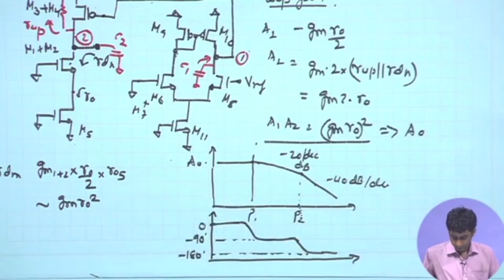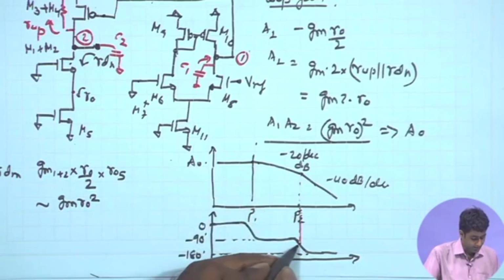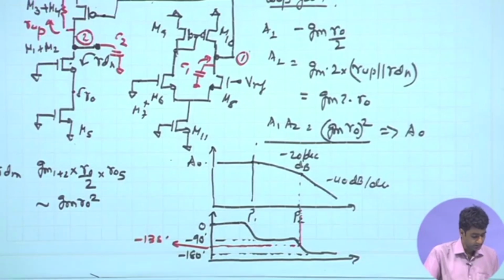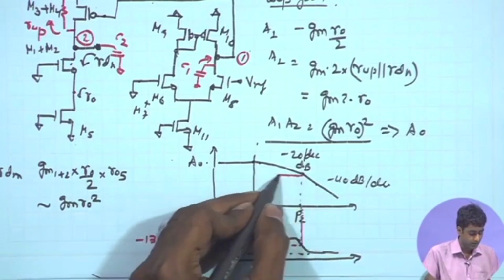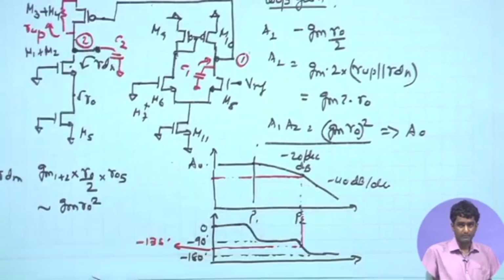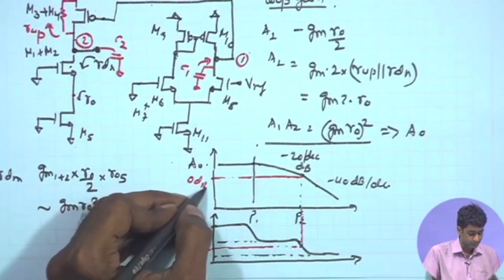So, at P2 I have a phase which is close to minus 135 degree, and as a result I would like to have my 0 dB crossing point at P2. So, I would like to make sure that my gain drops to 0 dB by the frequency P2. So, this should be the 0 dB point.